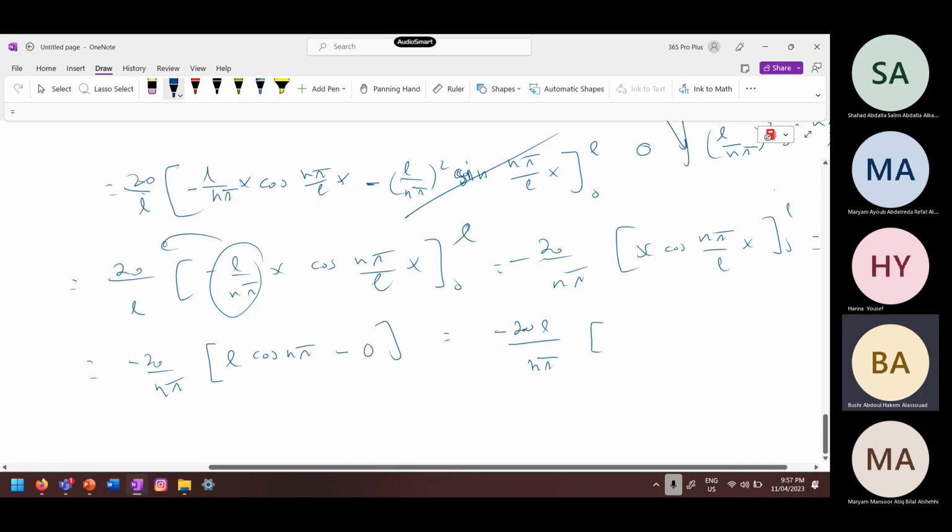Cosine n pi can be changed to negative 1 to the power n. You can keep it and use the other method, doesn't matter. I personally like this. Now you can test the odd and even values and you will get both different values. This gives you the indication to keep this as it is in the Fourier series.